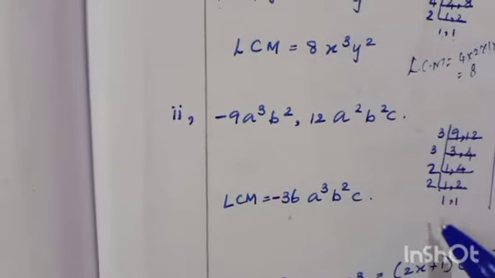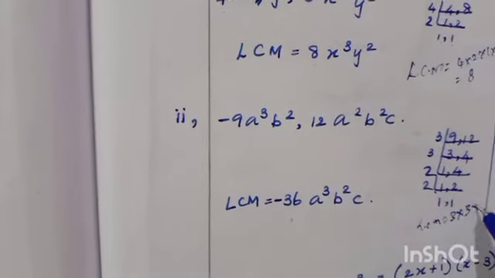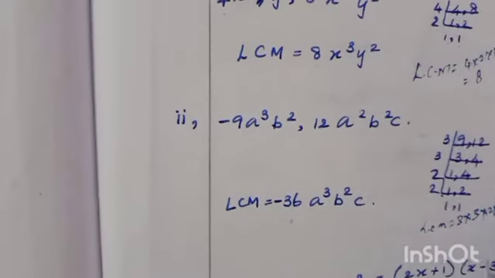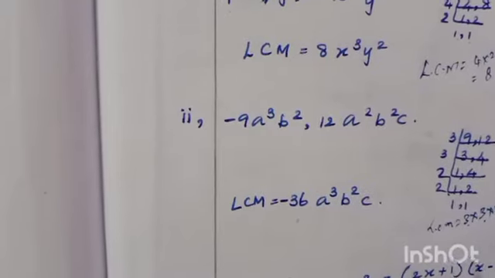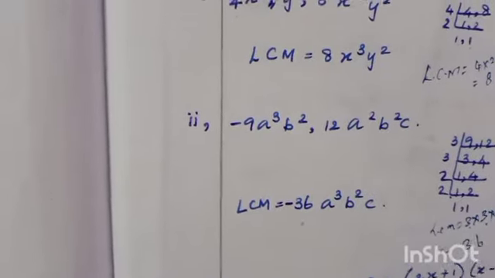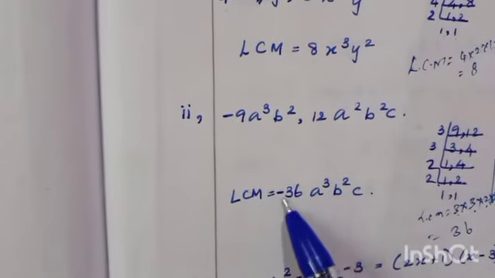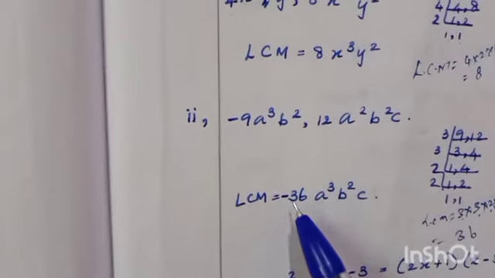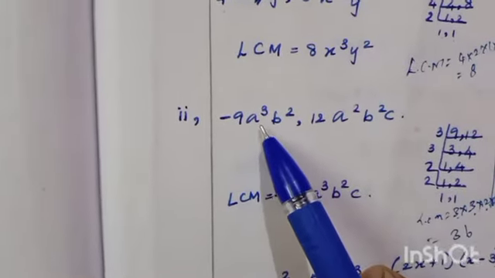So LCM is equal to 3 into 3 into 2 into 2 into 1. 3 3s are 9, 9 2s are 18, 18 into 2, 36. So here, in the product of the numbers, there is only one minus, so the answer is minus. So minus 36 into, for the variables, what are the variables here?